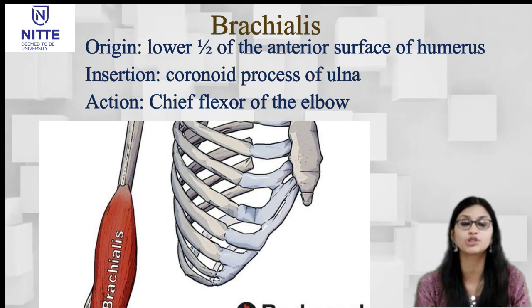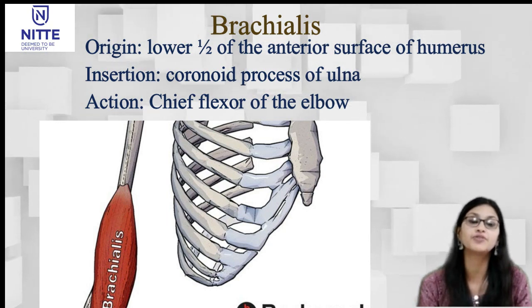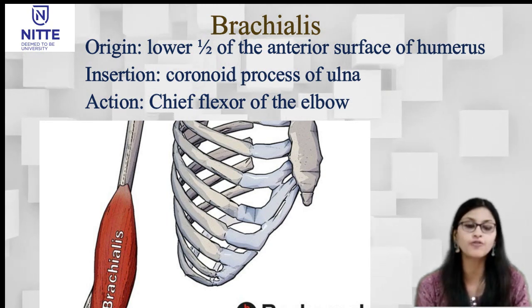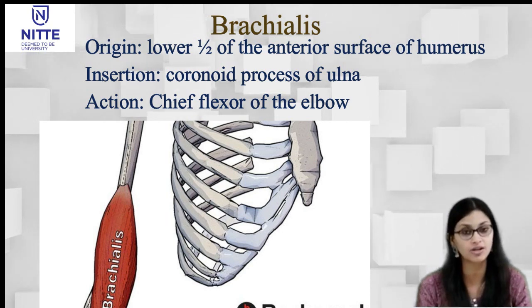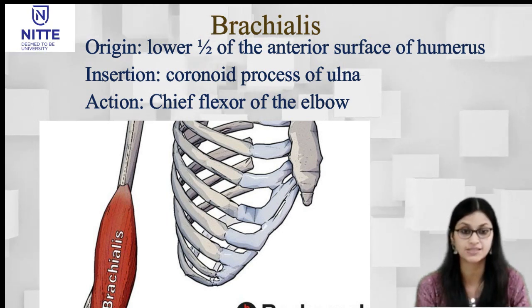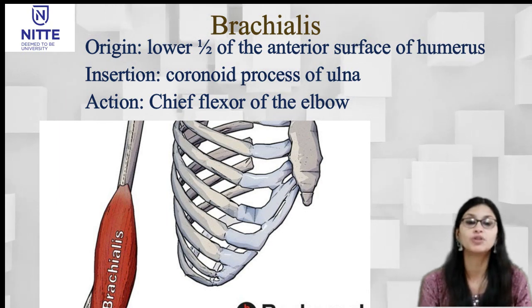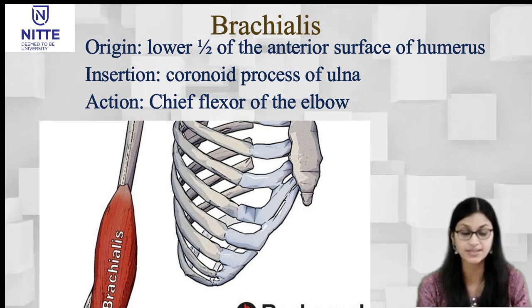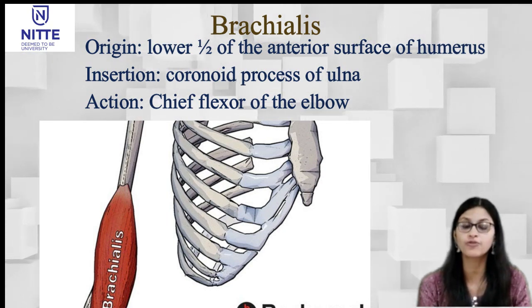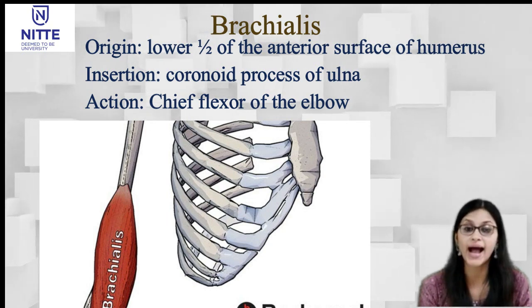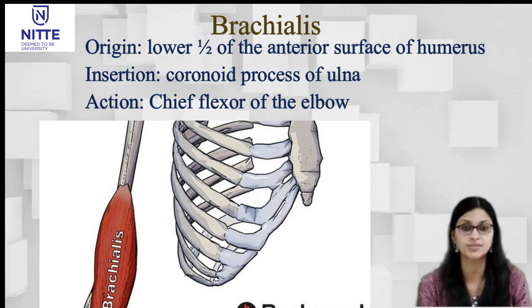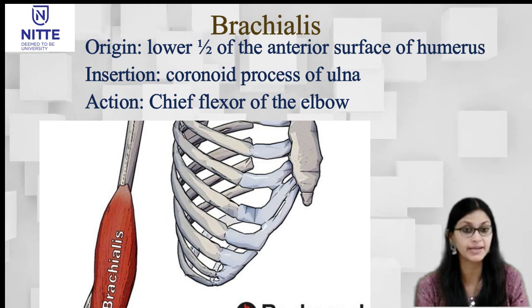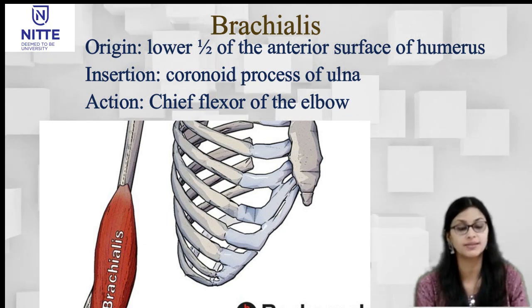Brachialis is the next muscle of this region. To see this muscle, we have to reflect both the heads of the biceps brachii. The origin of brachialis embraces the insertion of the deltoid muscle at the deltoid tuberosity. Origin is from the lower half of the anteromedial and anterolateral surface of the humerus. Insertion of brachialis is to the anterior surface of the coronoid process of the ulna. So this muscle crosses the elbow joint anteriorly. Thus, it is a chief flexor of the elbow joint.